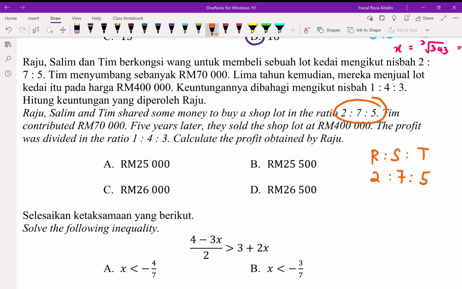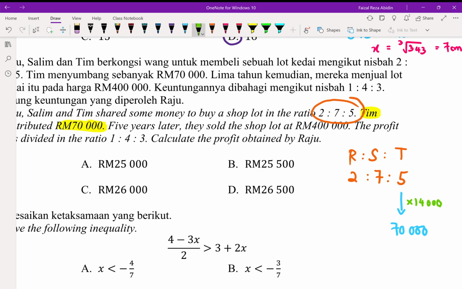What did we have in our question, class? What did we have? Tim, given over here, Tim contribute 70,000. So, where is our ratio for Tim there? 5, right? So, how come from 5 here become 70,000? Divide lah, 70,000 divided by 5, you are going to get? Yes. So you can have over here 14,000.